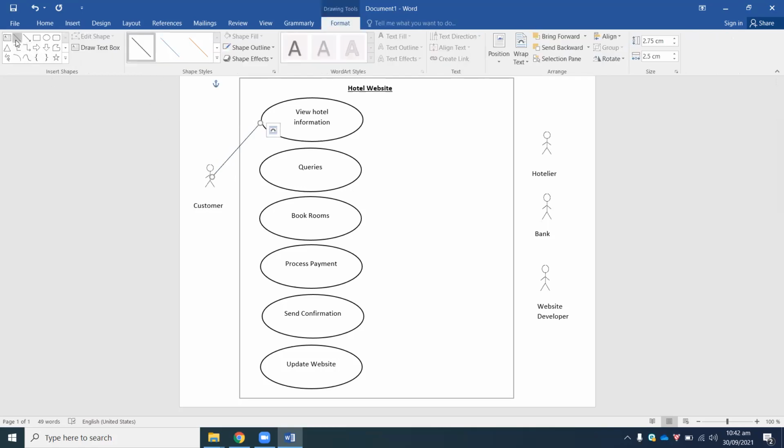That's one. Next one, customer has queries. Now, these queries are answered by the hotelier. So there you go. All right. After that, book room. So who generally books the room? The customer books the room, and the hotel checks the availability and books it accordingly. Now, when the hotel checks the availability, that's where you have your include. It's a process that goes together with the base use case.